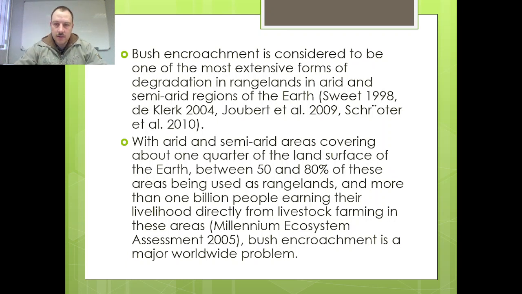the Savannah, etc. With arid and semi-arid areas covering about a quarter of the land surface of the earth, between 50 and 80% of these areas being used as rangelands, and more than 1 billion people earning their livelihood directly from livestock farming in these areas. Bush encroachment is a major worldwide problem. So obviously it reduces the production potential of certain rangelands, especially if you look at the grazing component thereof.